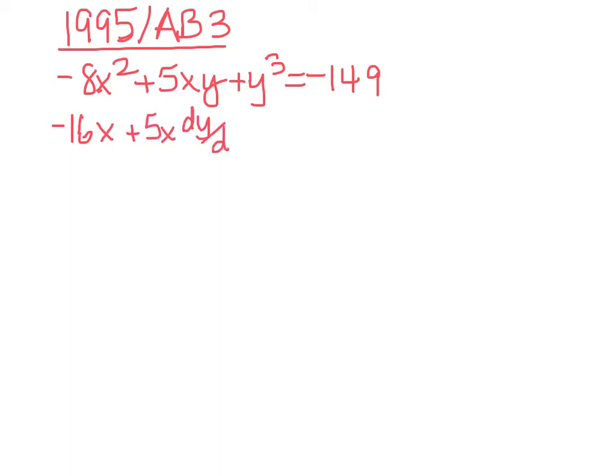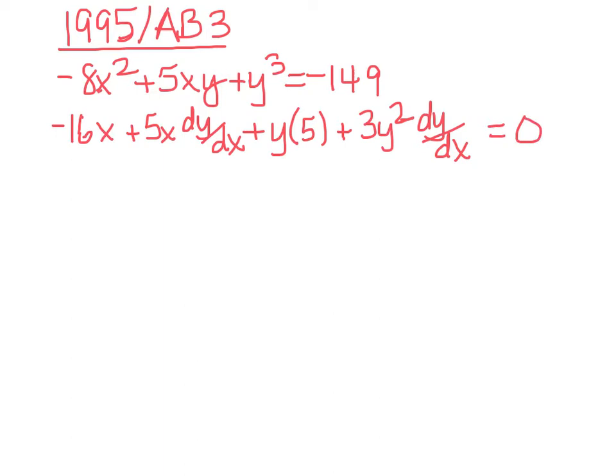is dy/dx, because whenever we take the derivative of a y, we write dy/dx, plus the second, which is y, times the derivative of the first, which is 5, plus now the derivative of y cubed, which is 3y squared. Again, we write dy/dx because we took the derivative of a y, equals 0.